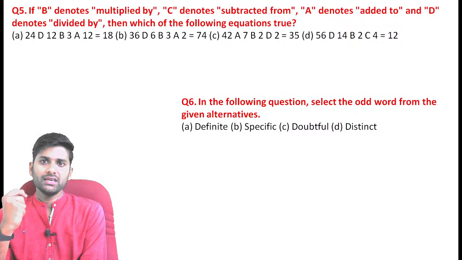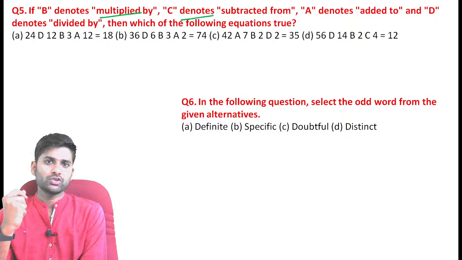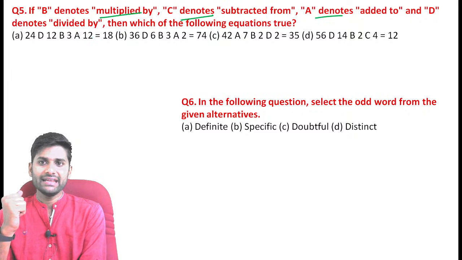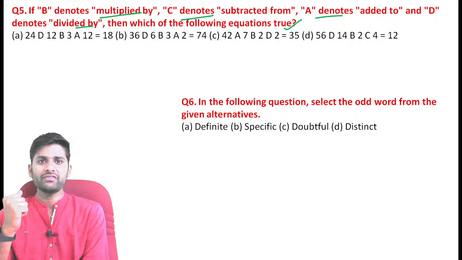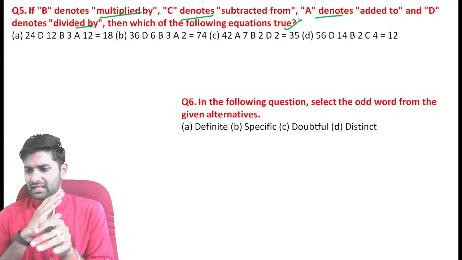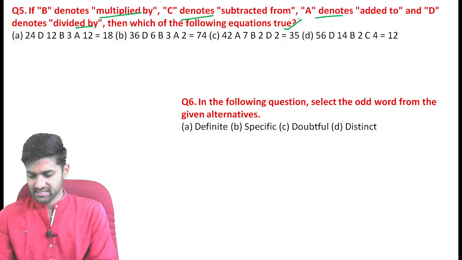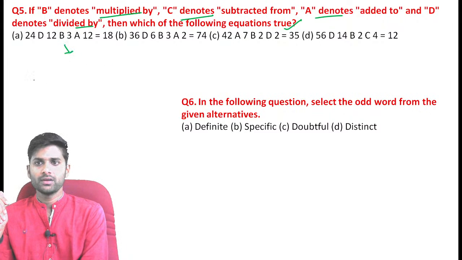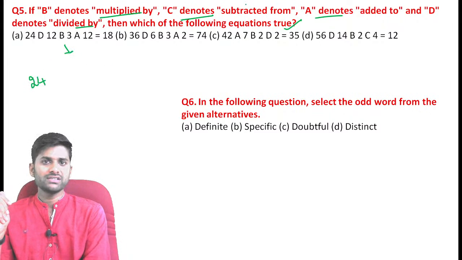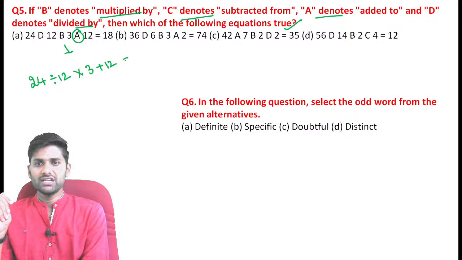Now see. Here B denotes multiplied by, C denotes subtracted, A denotes added, D denotes divided by. Then which of the following equations is absolutely true? So completely it's an option verification, guys. So I just took the first option. Now 24. Here what does D represent? See, D denotes divided by 12, and B denotes multiplied by 3, and A denotes added, that is equal to plus 12. Now see, we want the resultant to become 18 or not.